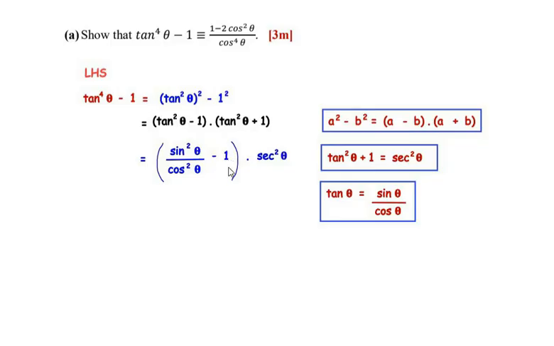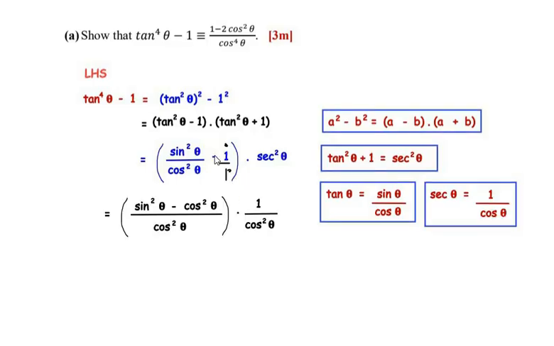Now let us take a common denominator inside this bracket, that is 1 can be written as 1 over 1. So we are going to multiply this numerator by cos square theta and this denominator also by cos square theta. So here we get sin square theta minus 1 times cos square theta gives us cos square theta over a common denominator, that is cos square theta, times, now sec square theta can be written as 1 over cos square theta because sec theta and cos theta are reciprocal functions of each other.